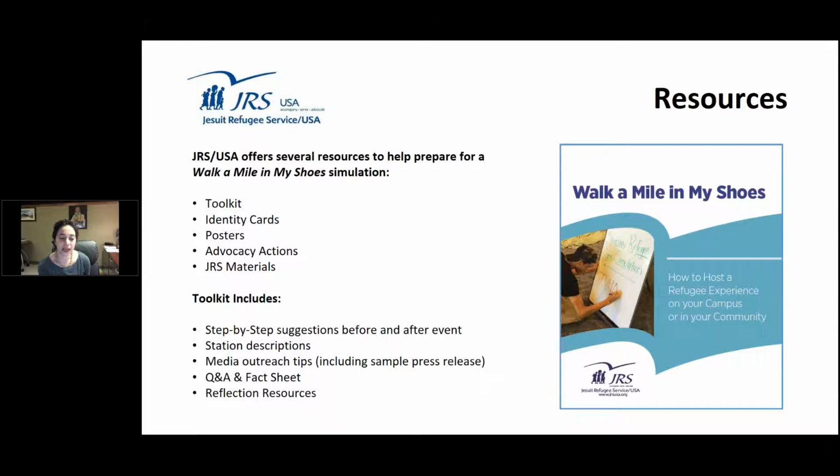And then we also have a page on reflection resources. So these are different books and movies, documentaries in particular, that might serve as resources in preparation for hosting a simulation or afterwards in whatever way you see fit. But again, just some additional resources that might help in the planning process.